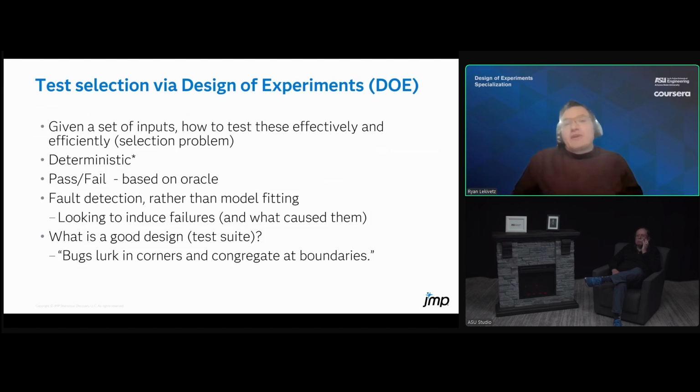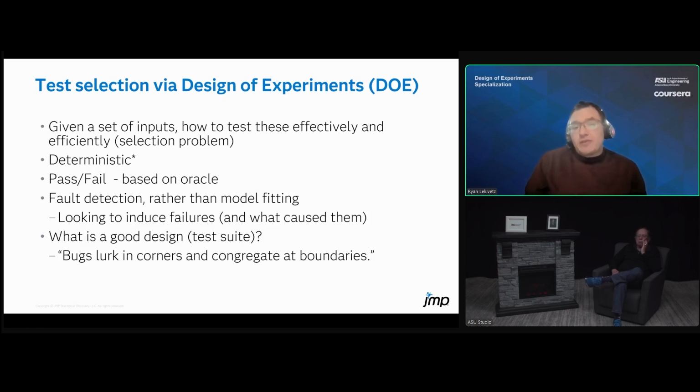But so let's think about the test selection. If we think about this as a designed experiment, given a set of inputs, which could be a whole bunch of different things when we're talking about software, how are we going to test these effectively and efficiently? So that's really that selection problem.